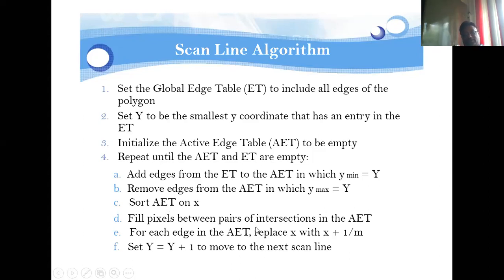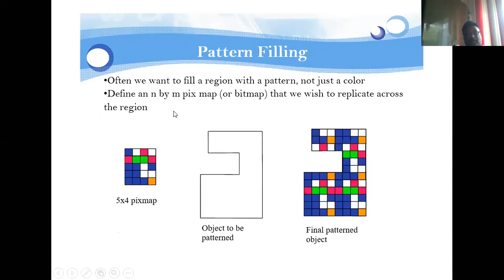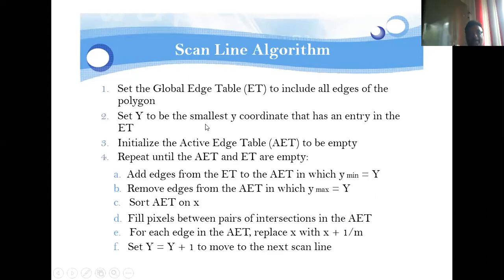Fill pixel pairs by intersection with the active edge table. For each edge in the active edge table, replace x with x plus 1 by m, the slope, and set y equal to y plus 1, moving to the next scan line. So that is our completion of the mathematical calculation for scan line. But how can you implement it in a programming way? So we are going to start that discussion.